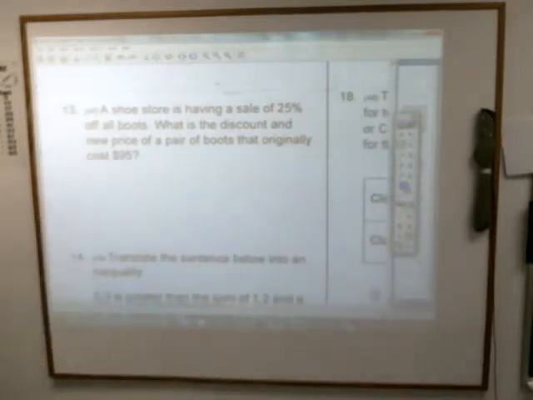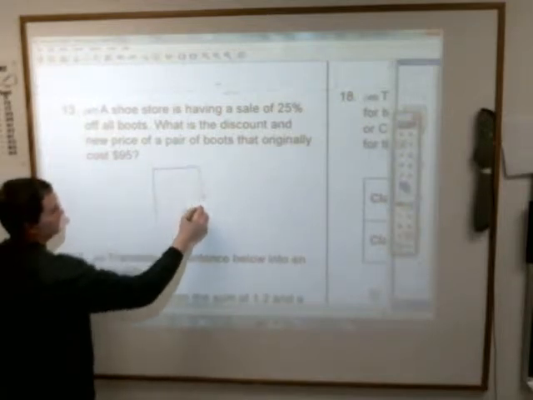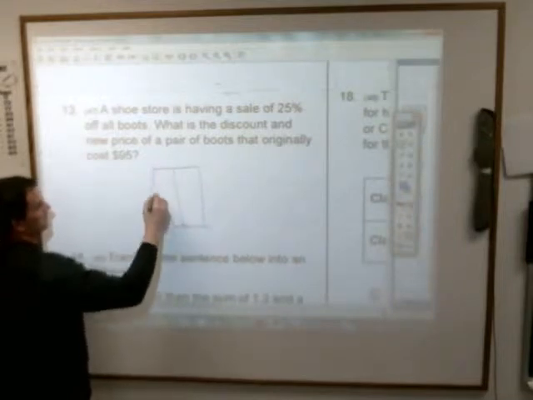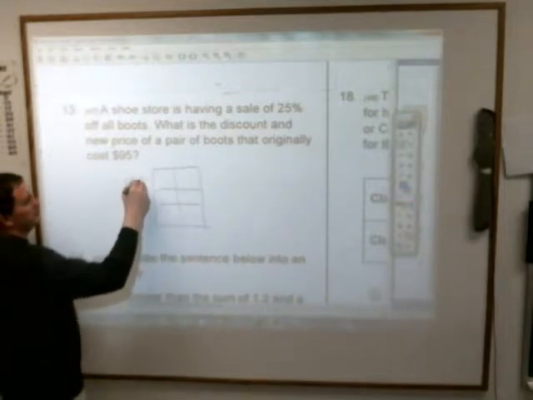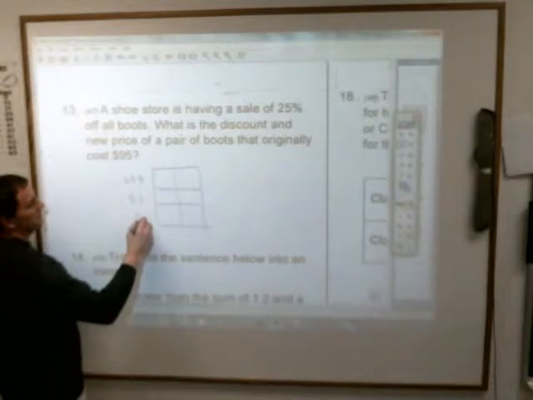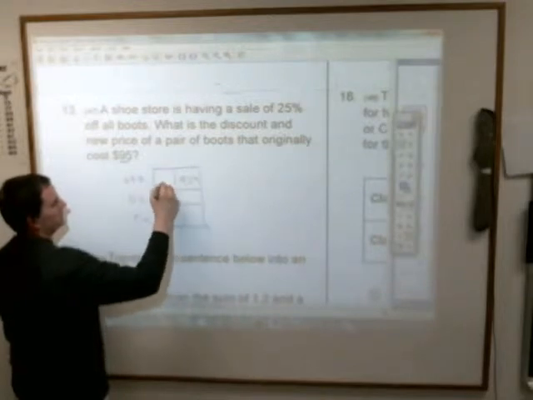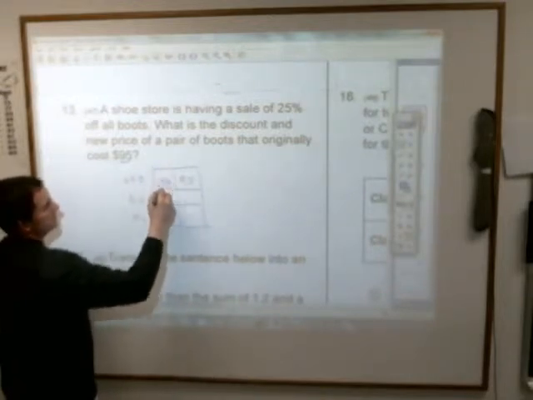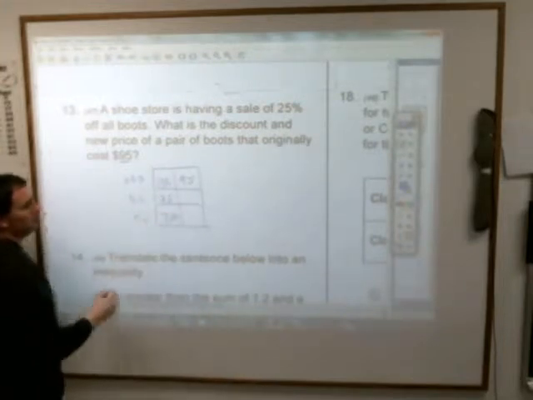A shoe store's having a sale. You said the answer should not be $23.75. Well, Jack, let's break it apart here, shall we? And again, the fraction boxes are a great way to do this, but as you get older, you probably aren't necessarily going to use this as much if you understand the concepts. But we've got the original price, right, Jack? We've got the discount price. We've got the final price. We know that the original price was $95, and that's our 100%, right? We know that there's a 25% discount, which means we're going to end up paying 75%.